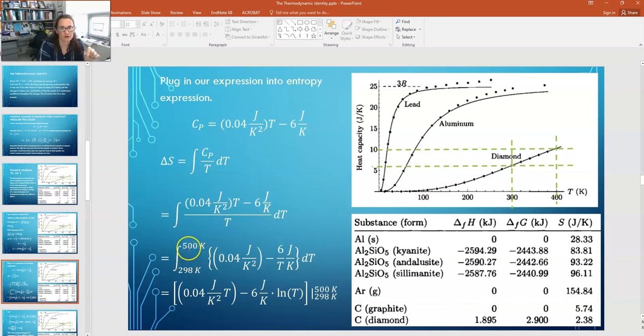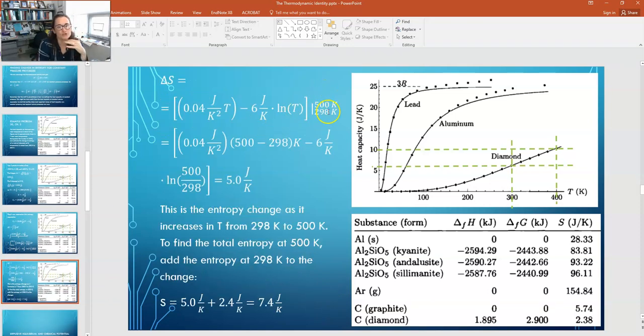So what I'm integrating is, and now I plug in my limits, I'm integrating from the limit of 298 Kelvin to 500 Kelvin, that's what the problem asked, of 0.04 minus 6 over T dT, right? So integrating that expression, the integral of 0.04 is 0.04 times T, and then the integral of 6 over T is 6 times the natural log of T. So I have 0.04 T minus 6 times the natural log of T, and then I'm going to evaluate that expression from 298 to 500. Okay?